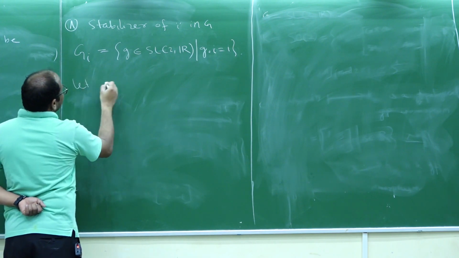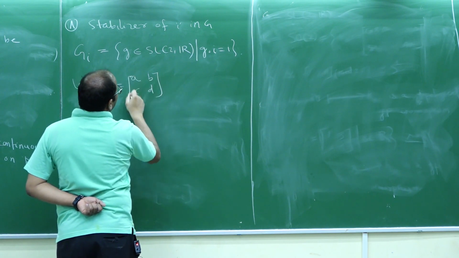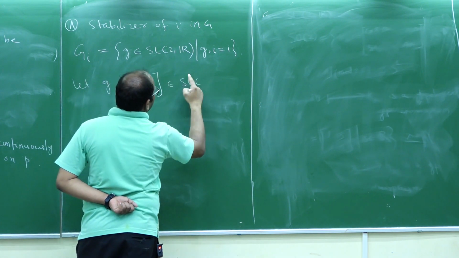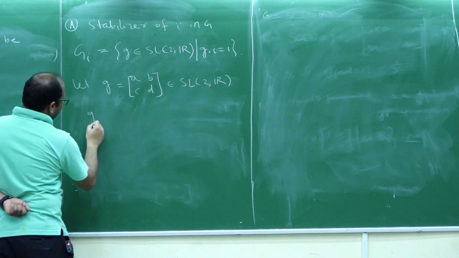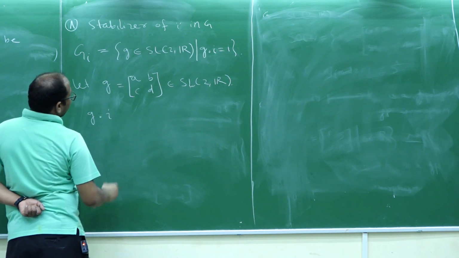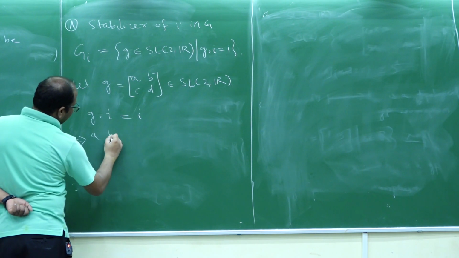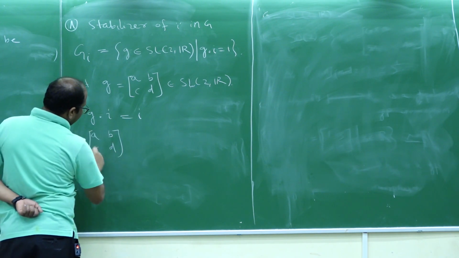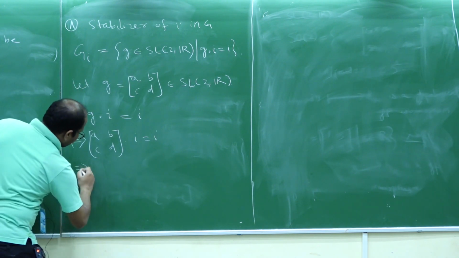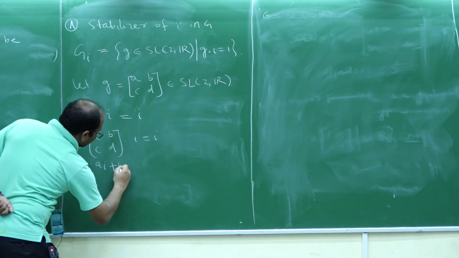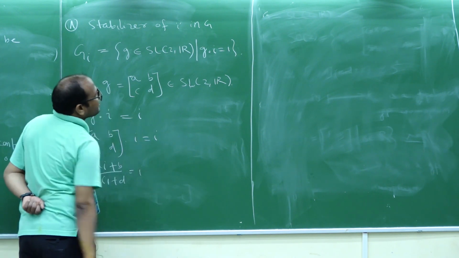Let this G be equal to (A, B; C, D). G·I is equal to I. So I is equal to (AI + B)/(CI + D), which means A equals D and B equals −C, equal to I.